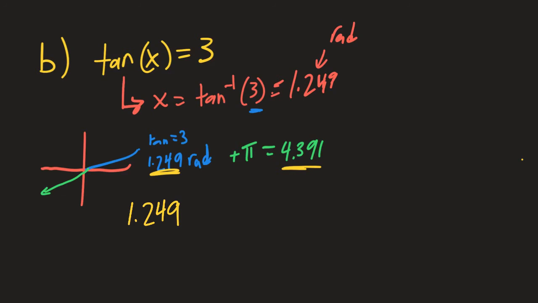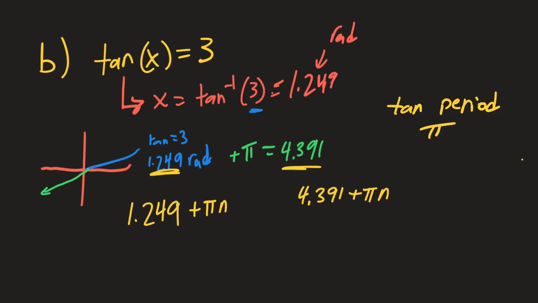So 1.249 plus, what's the period for tangent? Hopefully you remember that it is pi n, so plus pi times n here. And on this side, I'm going to have 4.391 plus pi n, okay? Remember, the formula for the tangent period is pi over b. And in this case, b was just 1, so we didn't have to mess around with that at all.